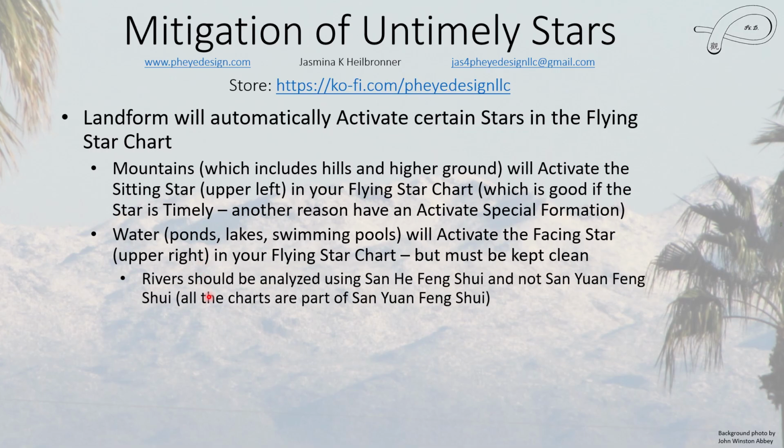Now, rivers are not water features that activate the flying star chart. Rivers should be analyzed using Sanhe feng shui and not San Yuan feng shui. What we're talking about here, if you're talking about stars, is San Yuan feng shui. I do have a whole playlist that talks about Sanhe feng shui and how to analyze it. It's kind of complicated, but most places don't see rivers, so it's only used for people who can actually see a river.